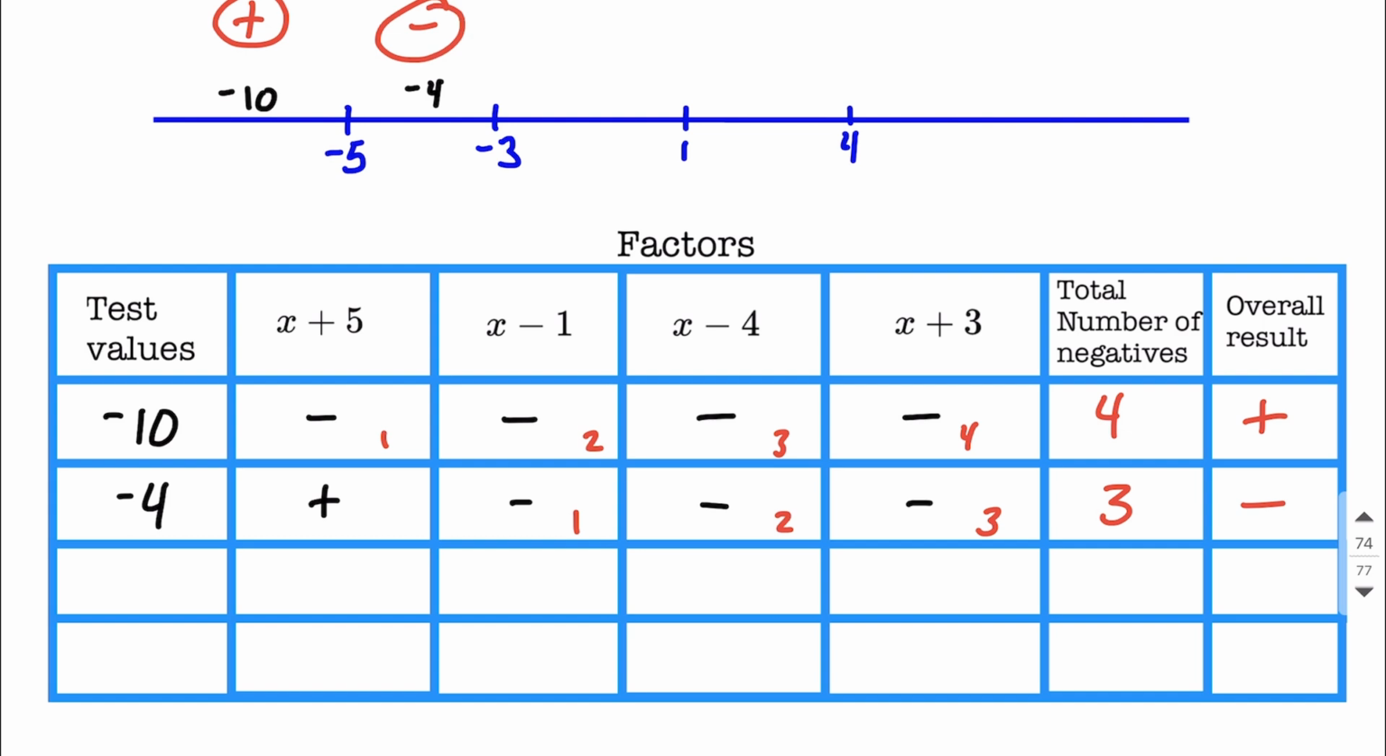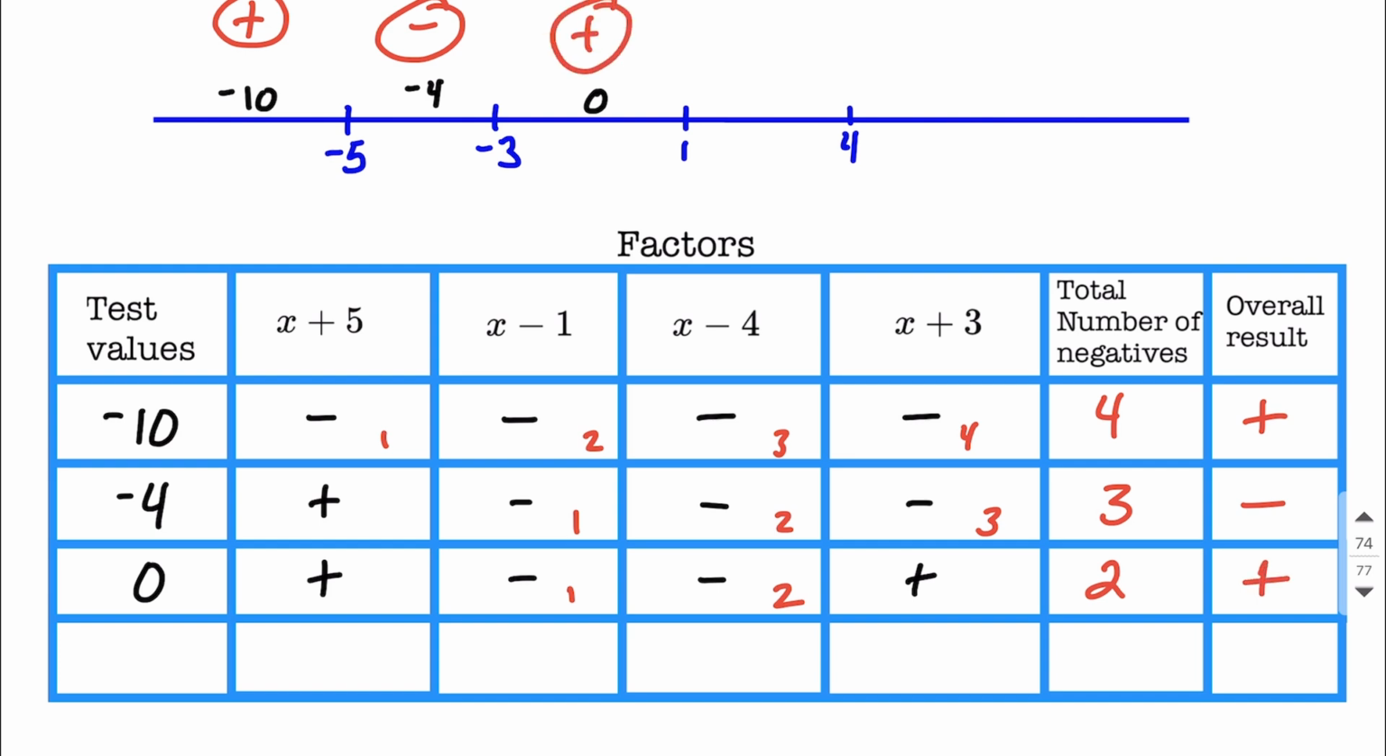All right, let's repeat 3 more times. Between negative 3 and positive 1, let's go 0 as our test value. 0 plus 5, positive. 0 minus 1, negative. 0 minus 4, negative. 0 plus 3, positive. So I think we got 1, 2 negatives as we count them up. That's overall going to be an even number, therefore positive in this section of the number line.